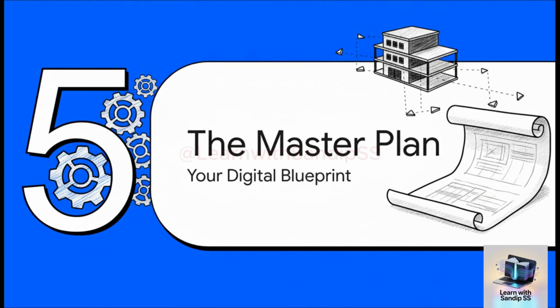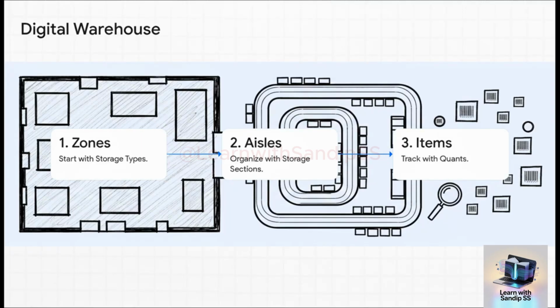So let's zoom back out and take a look at the complete master plan we've just put together. We've literally built our digital warehouse from the ground up, layer by logical layer. When you boil it all down, it really comes back to these three fundamental building blocks. You start big with your zones, your storage types. Then, you get organized within those zones with your aisles, the storage sections. And finally, you track every single thing with a smart label, the quant. It's a simple but incredibly powerful hierarchy.